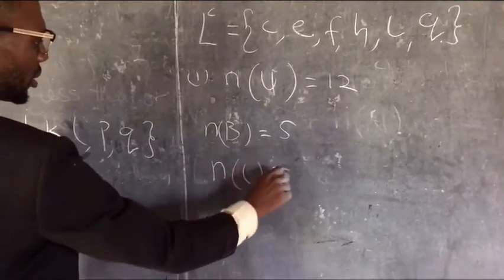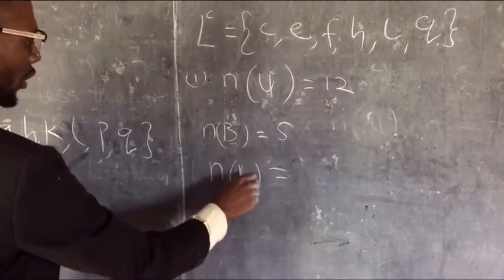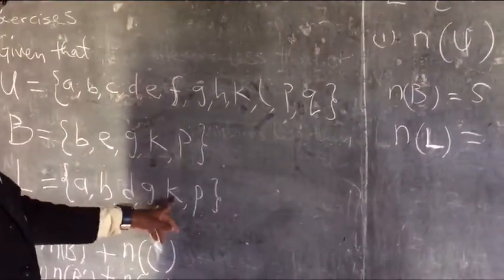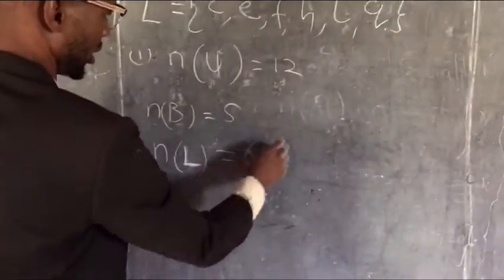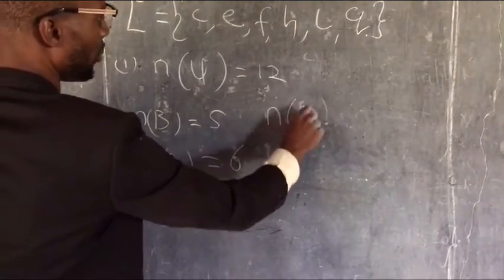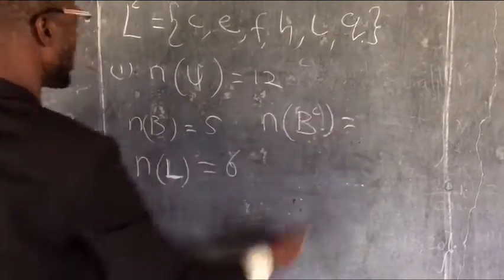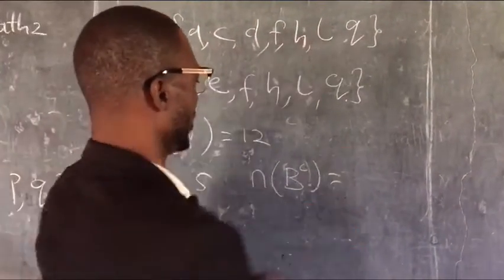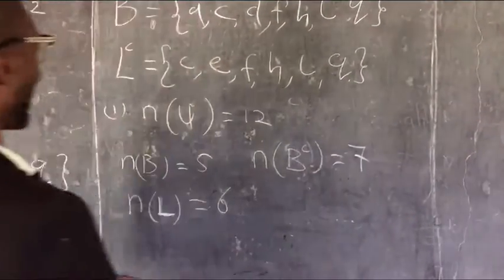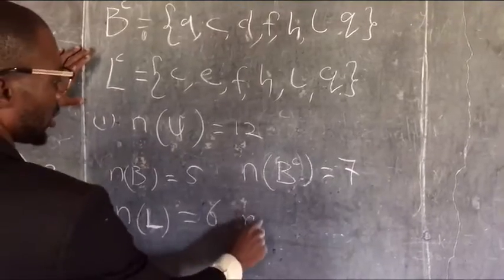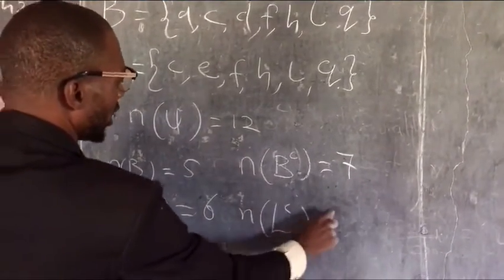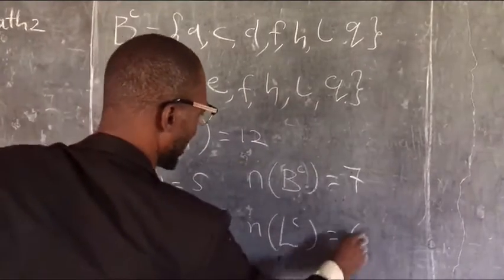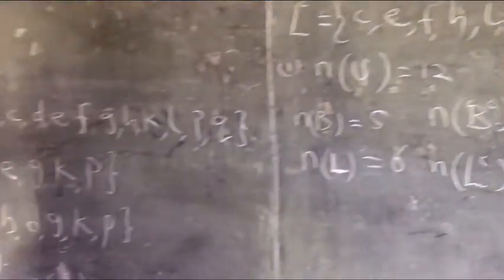Cardinality of L, capital L. 1, 2, 3, 4, 5, 6. Now 6. So cardinality of B complement, we just say 1, 2, 3, 4, 5, 6, 7. Now 7. So cardinality of L complement, we just say 1, 2, 3, 4, 5, 6. So now 6. So now we answer the second question.